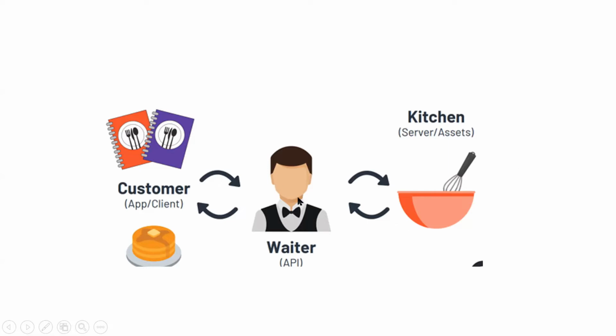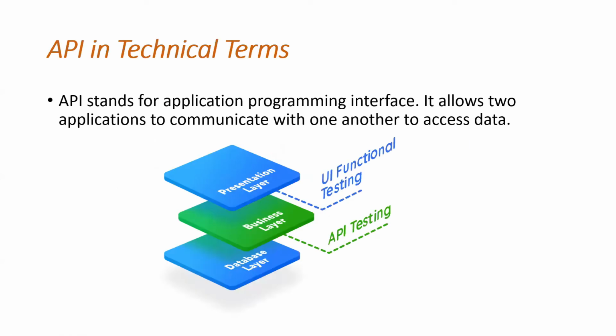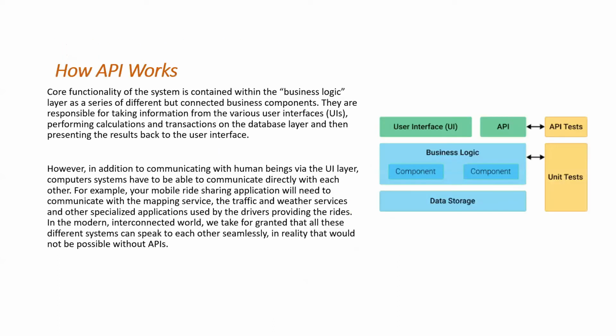We will understand this with the help of technical concepts now. So, API in technical terms. API stands for Application Programming Interface. It allows two applications to communicate with one another to access data. So guys, if you look at any application, your application is divided into three sections. One is called the presentation layer, second is called the business layer, and last is called the database layer. This is called the three-tier architecture of your application. If you look at any application, it consists of three parts: presentation layer, business layer, database layer. We'll understand this in more detail now.